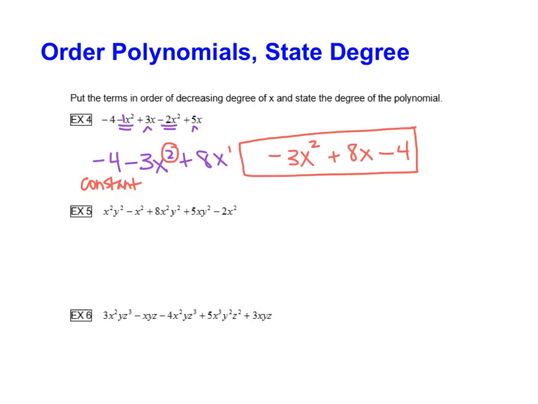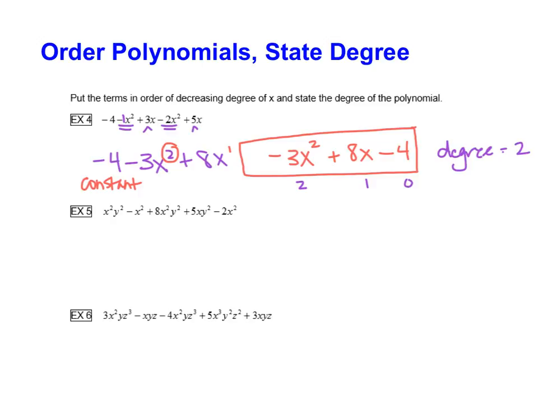Now the degree, we want to look at the sum of all of the exponents of each term. Well, the exponent of this term is a 2, this one is a 1. This one technically is a 0 if there's no variable there. So the degree of this trinomial is equal to 2.